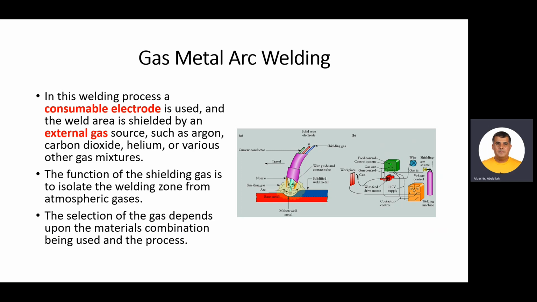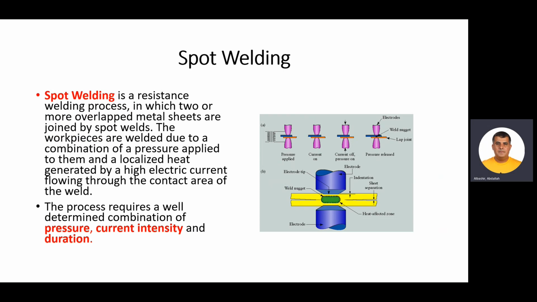And we can see here in the picture the parts of the gas metal arc welding. Spot welding is also called resistance welding. Here, this is mainly done on sheet metals.